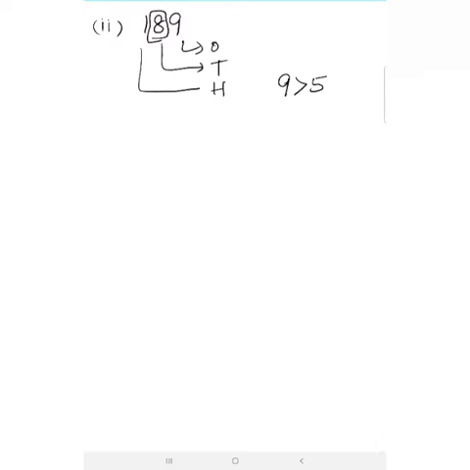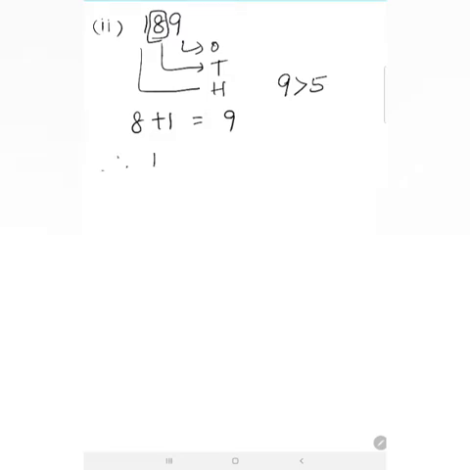Next one is the second one, 189. So this is the ones place value, this is the tens place value, and this is the hundreds place value. We have to round off this tens place value alone. So see the ones place, that is 9. This is also greater than 5, so you have to add 1 to the 8. 8 plus 1 is 9.